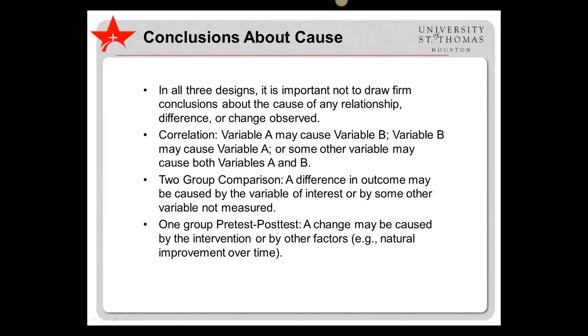So far, we've only been talking about relationships, differences, and changes. We have not addressed the issue of what causes the relationship, difference, or change. In all 3 designs, it is important not to draw firm conclusions about the cause of any relationship, difference, or change observed. In a correlational design, variable A may cause variable B, variable B may cause variable A, or some other variable may cause both variables A and B. In a two-group comparison design, a difference in outcome may be caused by the variable of interest or by some other variable not measured. Furthermore, in a one-group pretest post-test, a change may be caused by the intervention or by other factors, such as natural improvement over time.